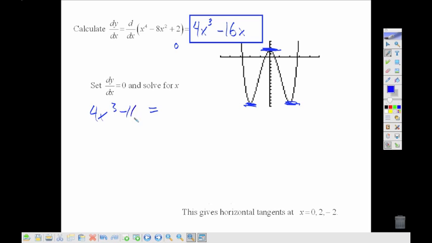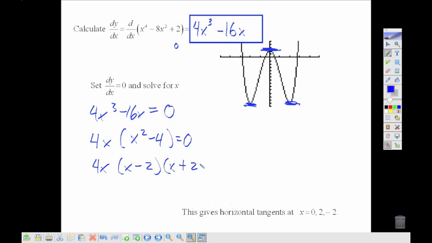So 4x cubed minus 16x equals 0. We can then factor this out: 4x times x squared minus 4, or 4x times x minus 2, x plus 2. Finding our horizontal tangents then will be at 0, 2, and negative 2.